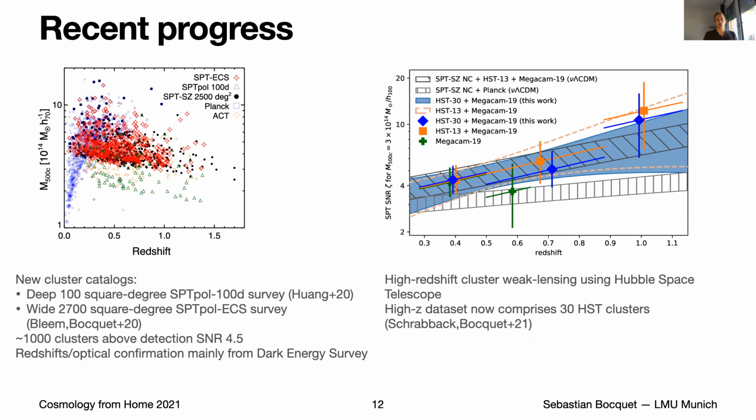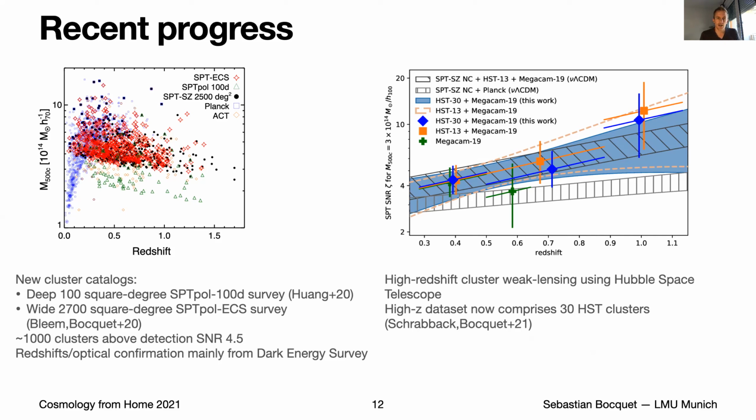And the second is the wide 2700 square degree SPTpol extended cluster survey as presented in Bleem et al. 2020. So when we combine all the SPT cluster samples, we have about 1,000 clusters above detection significance of 4.5. At this point, most of the redshifts and optical confirmations come from the Dark Energy Survey. I'm going to come back to that.